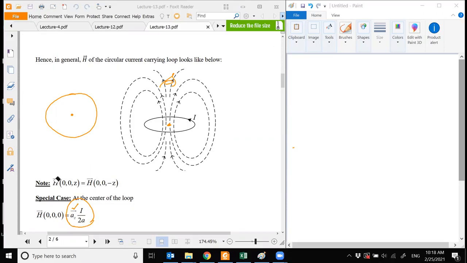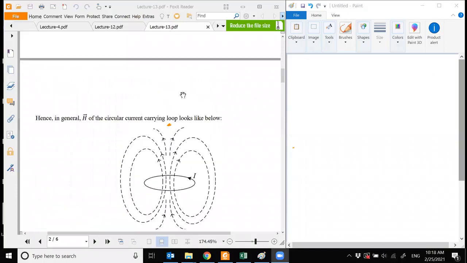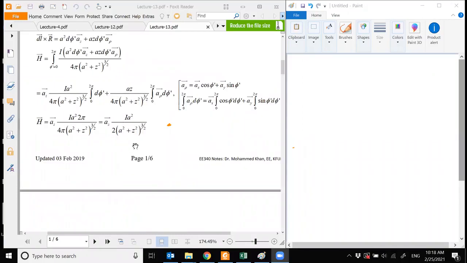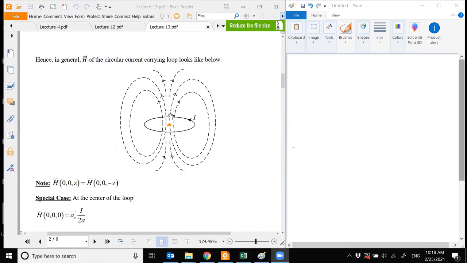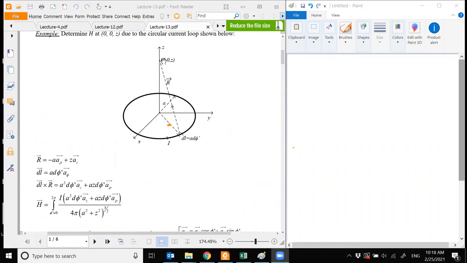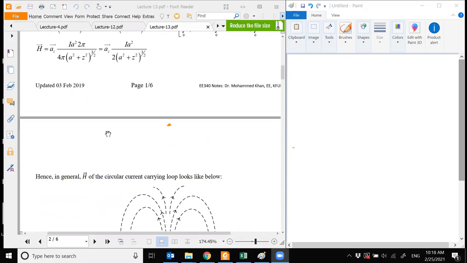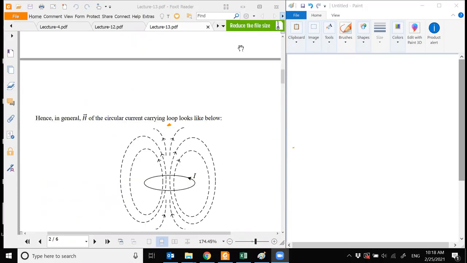And how can you get this I over 2a? Very simple. You just substitute z equal to 0, because your height is now becoming 0. In our problem, we are looking at a height of z from the center. So make it 0 and you will get the answer. Okay. So this is for the ring.